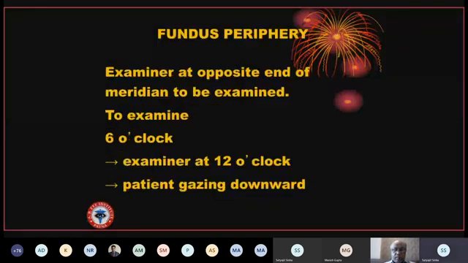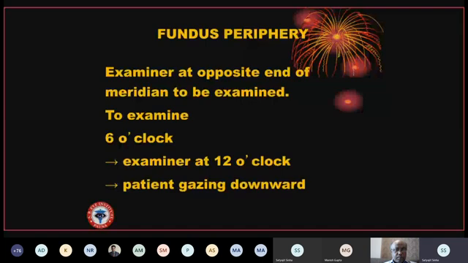How do we see the fundus periphery? The examiner is at the opposite end of the meridian to be examined. To examine the 6 o'clock, the examiner has to be standing at 12 o'clock and the patient has to be gazing downward. Don't worry about this point, because when I go to documentation, I will explain in detail how you examine, what you see and where you are standing.